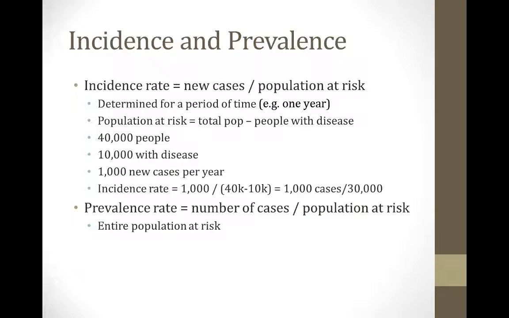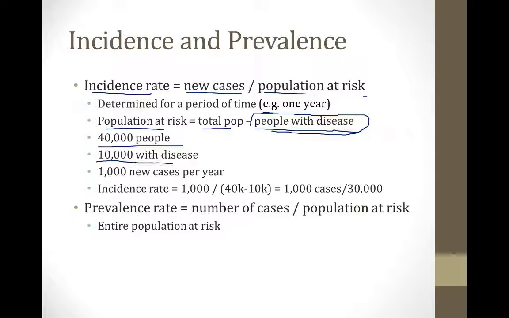Now, sometimes people calculate a number called the incidence rate, and that's the number of new cases divided by the population at risk. So it's determined for a period of time. For example, you might determine the incidence rate over 1 year of time. And you have to remember in this calculation that the population at risk is the total population minus the people with disease. So if you already have disease, you cannot be at risk for that disease. So suppose, for example, there were 40,000 people living in a given county and 10,000 of them had disease and there were 1,000 new cases per year. The incidence rate would be 1,000 divided by 40,000, which is the total number of people minus the 10,000 who have disease. So that would be 1,000 cases per 30,000 people.